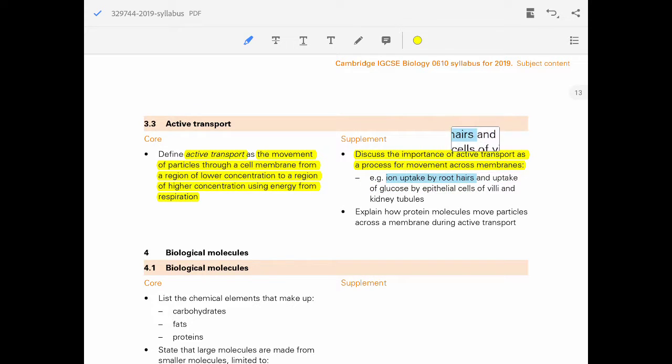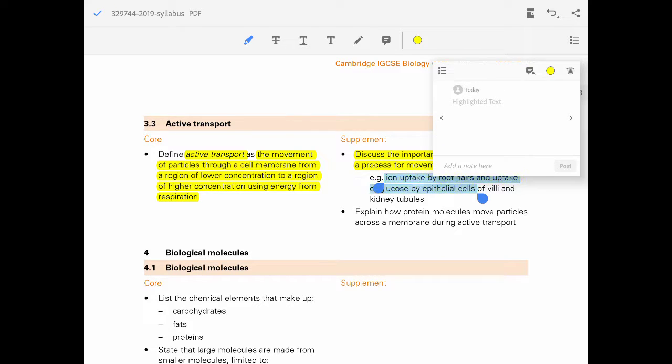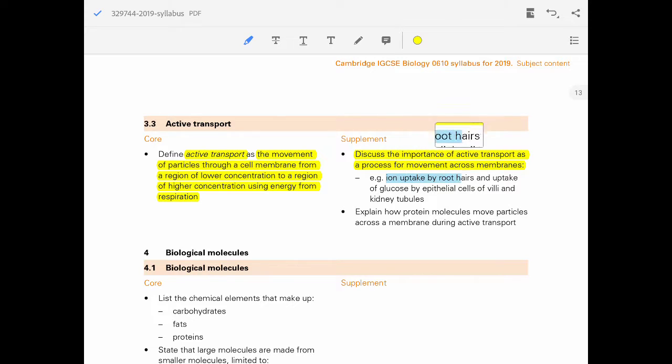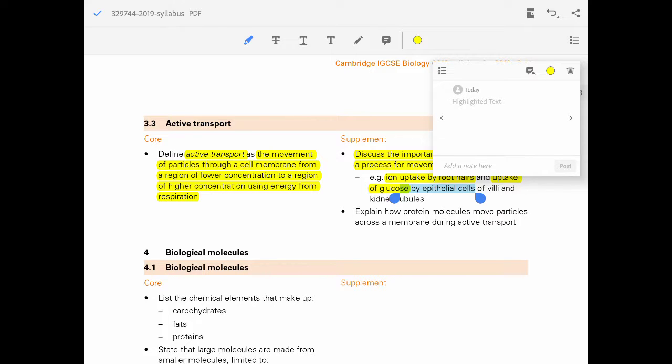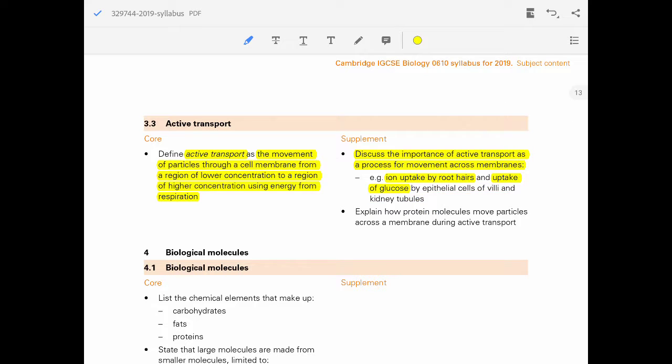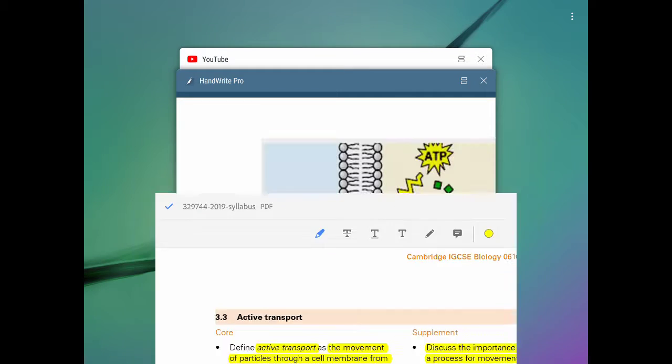Ion uptake by root hairs. Uptake of glucose by epithelial cells of villi. And explain how protein molecules move particles across this membrane during active transport.